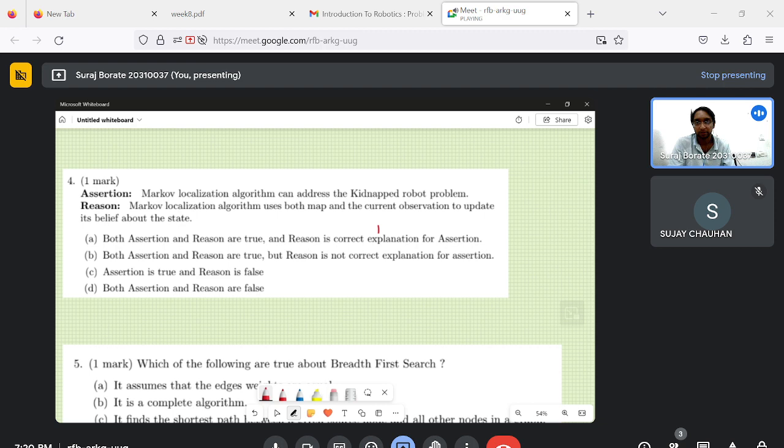So very simple, you just have to look at the inputs for the Markov localization problem. Obviously the map is there and the observations are also there. Okay, so you should be able to solve this question. Is it clear?